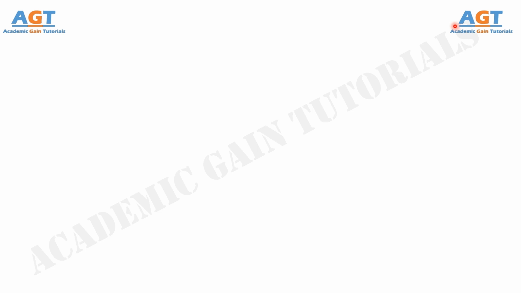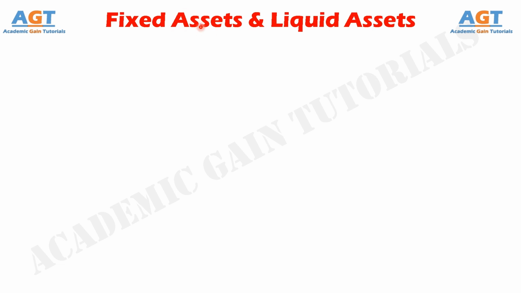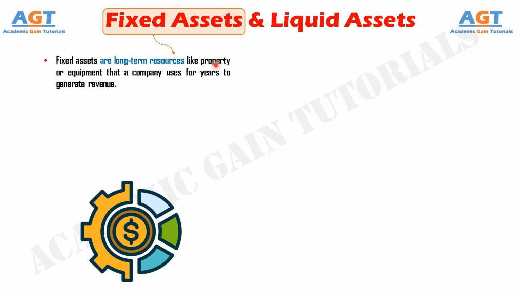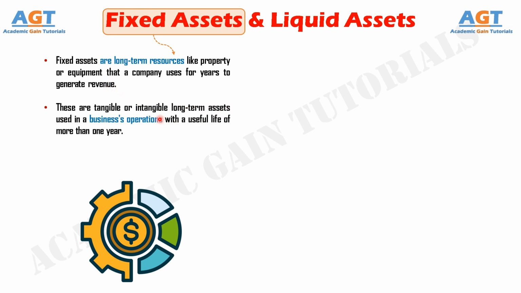In this video, we will look into the differences between fixed assets and liquid assets. Fixed assets are long-term resources like property or equipment that a company uses for years to generate revenue. These are tangible or intangible long-term assets used in a business's operations with a useful life of more than 1 year. Examples of fixed assets include machinery, buildings, land, patents, and goodwill.